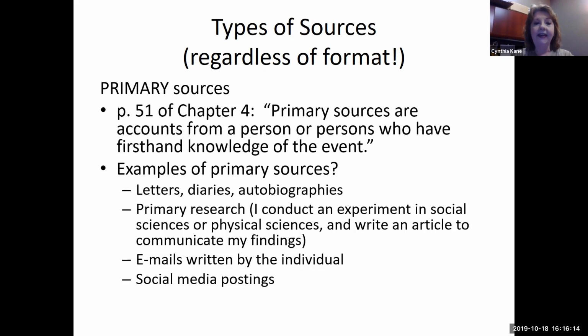Interestingly enough, emails and social media postings that are written by a particular individual can also be considered to be primary sources of information. So if you write an email, the email that you wrote would indeed be a primary source of information.